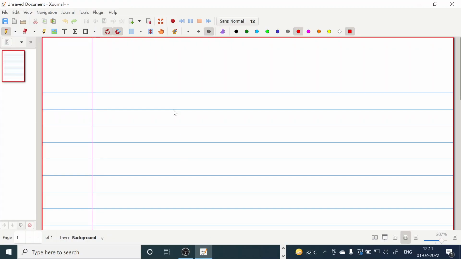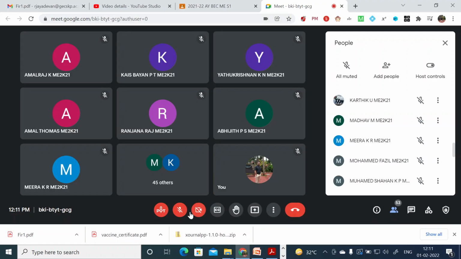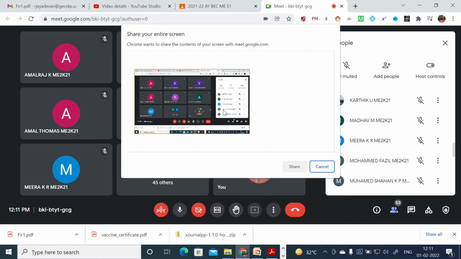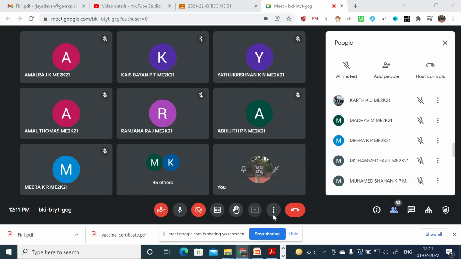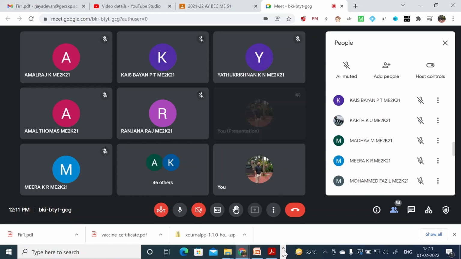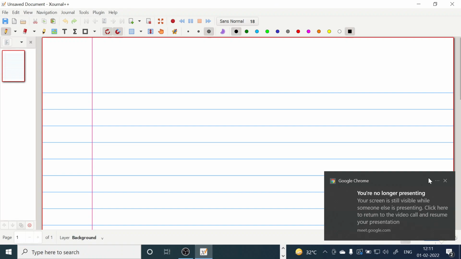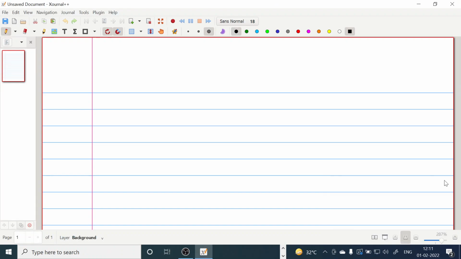Okay, so I will just introduce the amplifiers to you. Okay, we'll present the screen. Okay, we'll just introduce amplifiers to you.